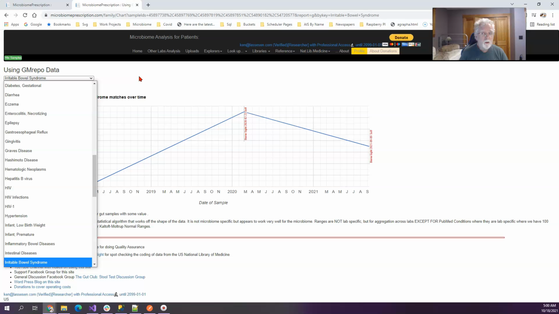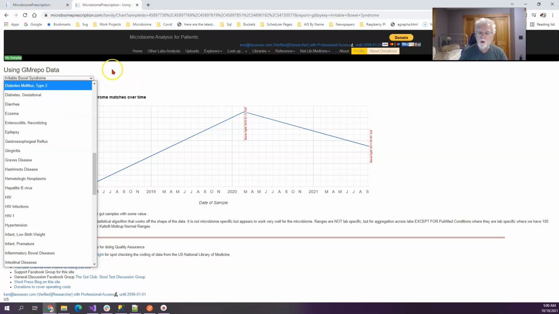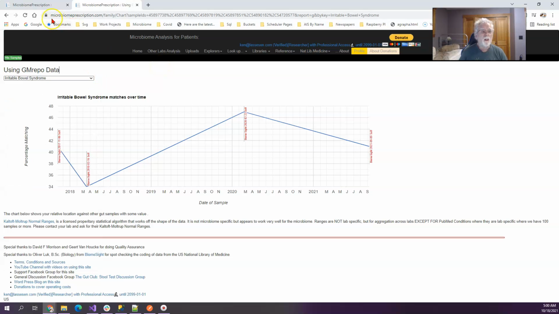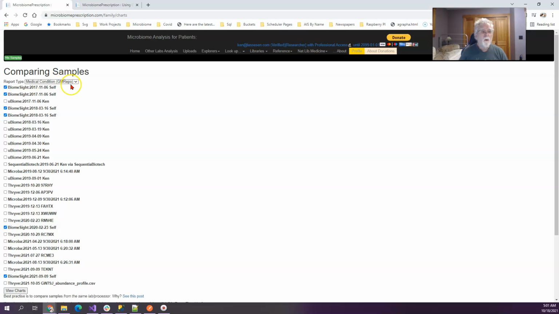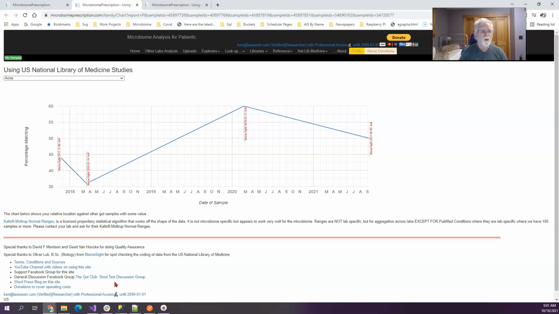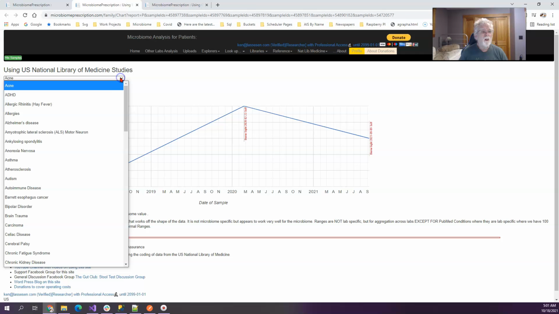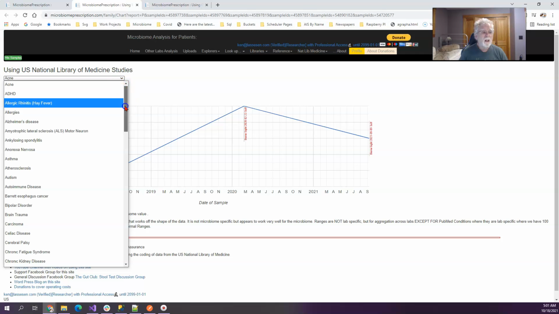The list is only things which are available from the data source, which is from GenomeRepo, which has 72,000 microbiome samples on it. The second way is going over to PubMed studies. And select there, click at the bottom, and voila, we have things like acne, etc. So let's go down and take a look at a couple of things.